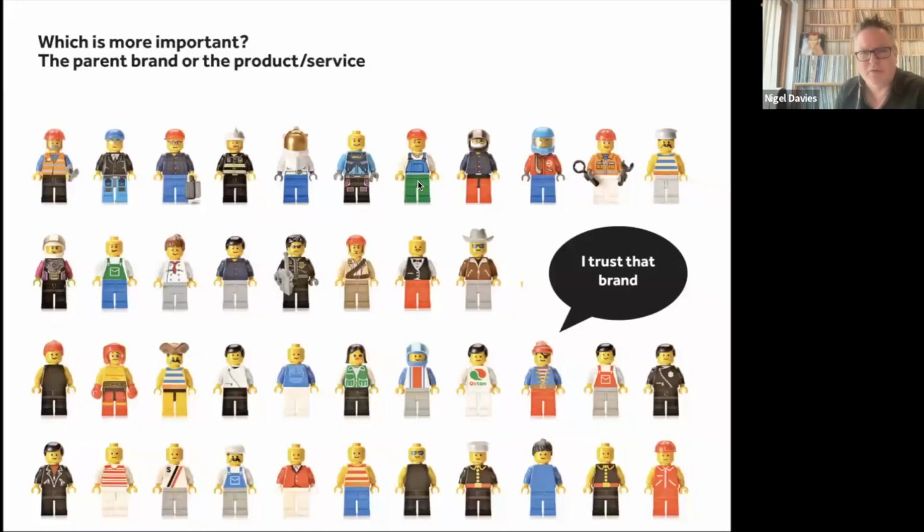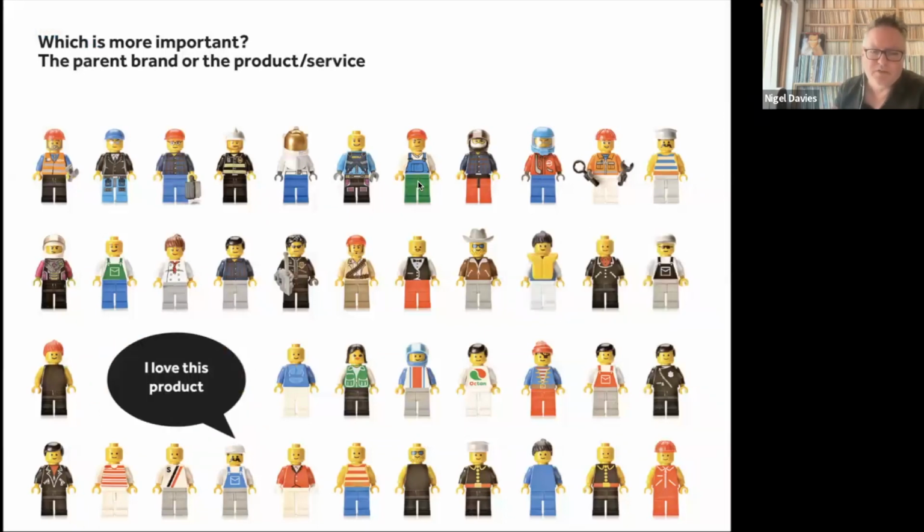Is it all about the product? Do people trust the brand, or do people just love the product? And there's no right or wrong answer for this. It's going to come down to the different approach that's going to be right for your business and your audience. But at least this will help you think about those things as you start to build and develop visual identity for individual products and services.